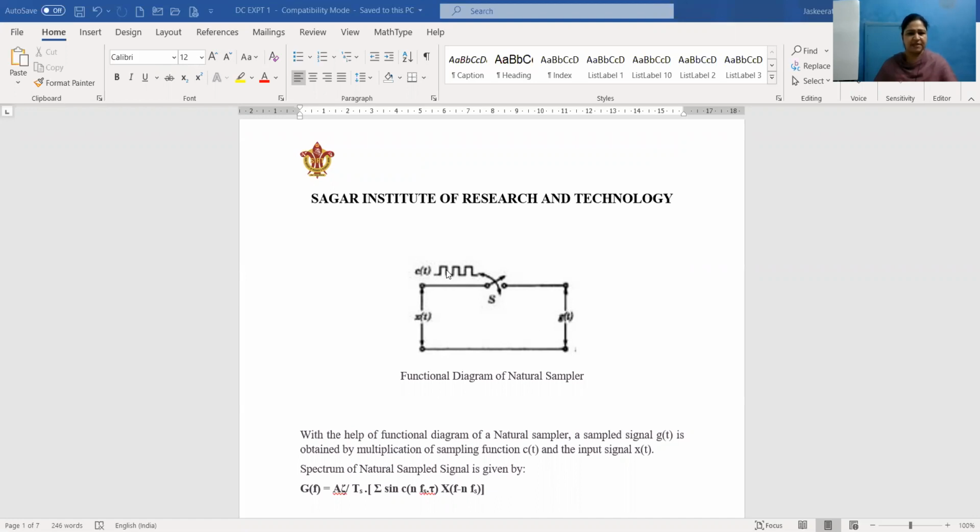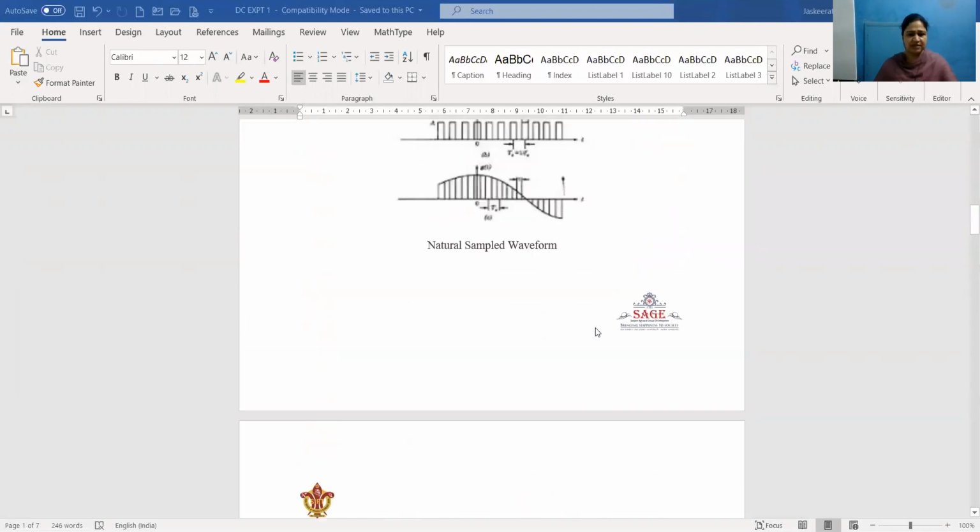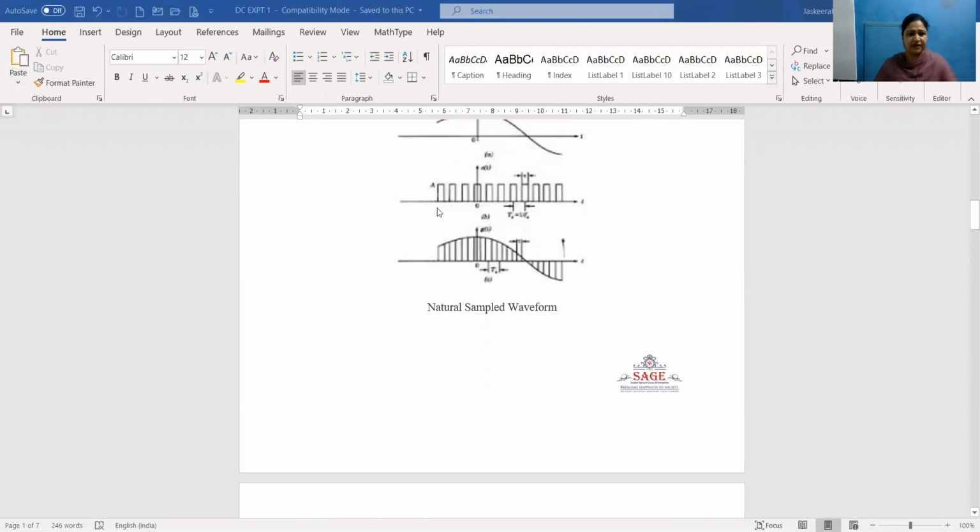But when the pulse goes low, the switch will be opened and the circuit will be open, and the message signal will no longer reach the output. So the output signal, which is natural sample signal, will be zero. So in this case, we will get the train of pulses whose top will follow exactly the flow of the message signal.